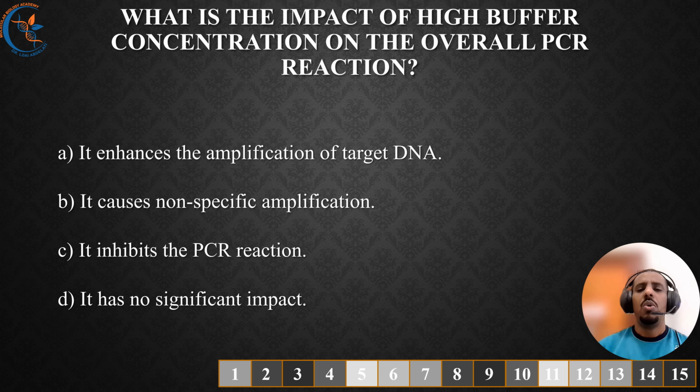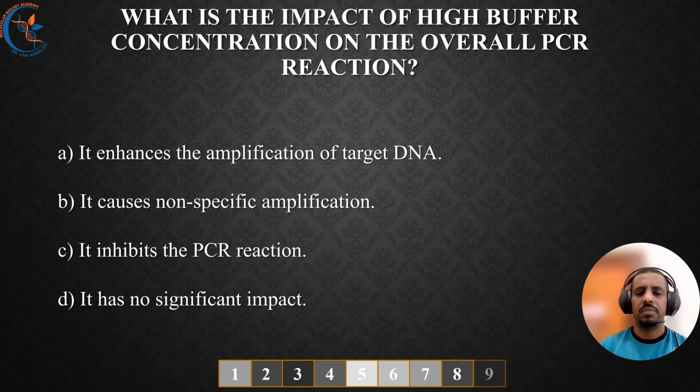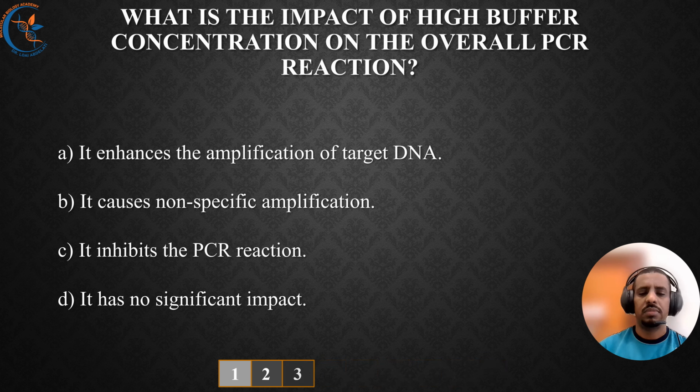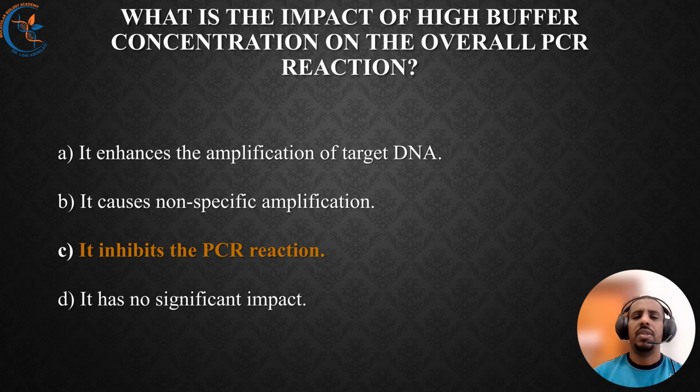All right, next question. What is the impact of high buffer concentration on the overall PCR reaction? All right, the correct answer, it inhibits the PCR reaction. Actually, too much buffer can lead to ionic imbalance and suboptimal pH, which can inhibit the PCR reaction by affecting enzyme activity and DNA stability. All right?